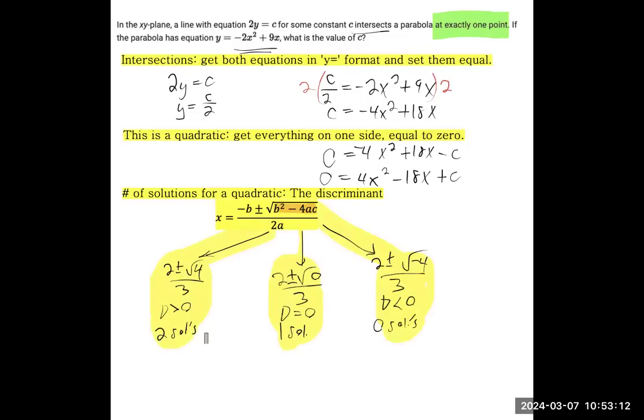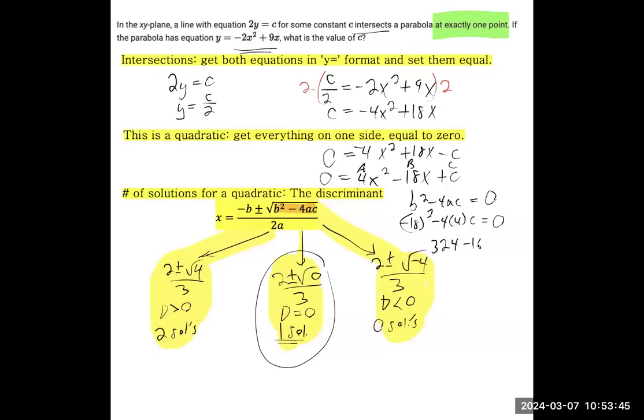So now, when they told us that this happened at 1 point, they were saying that there was one solution, which means the discriminant is 0. So b squared minus 4ac is 0, and this is your a, this is your b, this is your c. So negative 18 squared minus 4 times 4 times c equals 0. Negative 18 squared is 324. So let's just write that in as 324 instead. 324 minus 16c is 0.